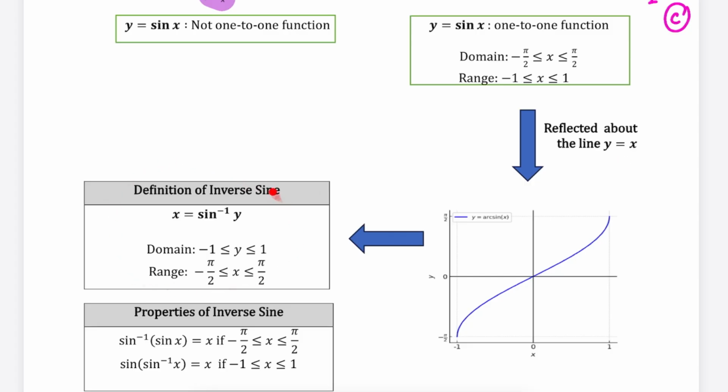So now this is the new definition of the inverse function that you need to take care of. The new domain is from minus 1 included until 1. The range is from minus pi over 2 included until pi over 2. Meaning we just exchange the domain and range of the function y equals sine x to be the domain and range for inverse sine.